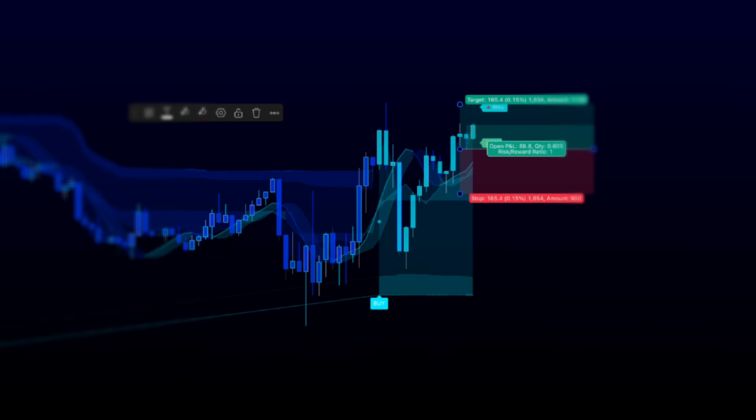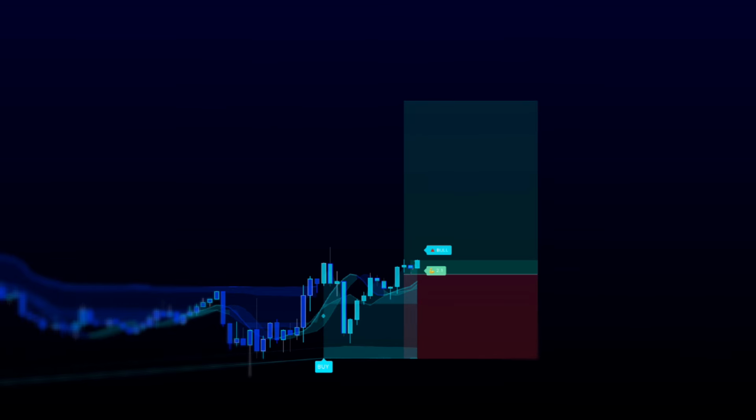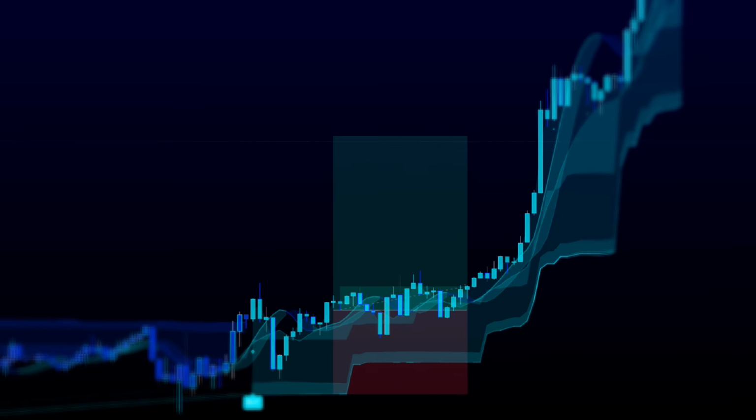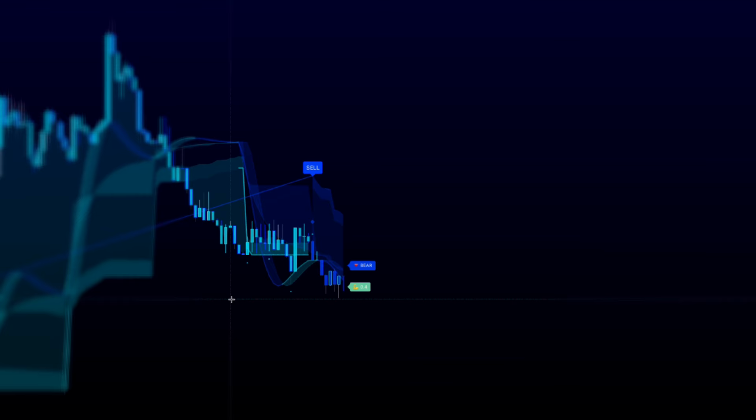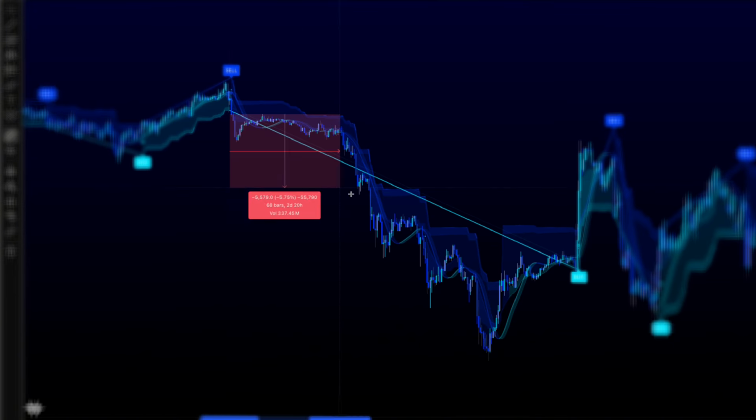So here's your new approach. If SignalWave is flashing buy signals in that light blue zone, you completely avoid short positions. You're only looking for long setups. When we're in the dark blue zone with sell signals, you stay away from longs entirely. You're hunting short opportunities.